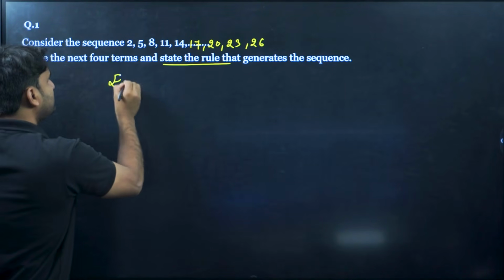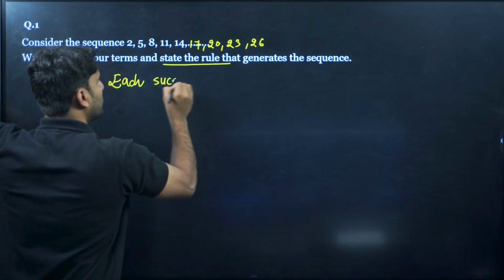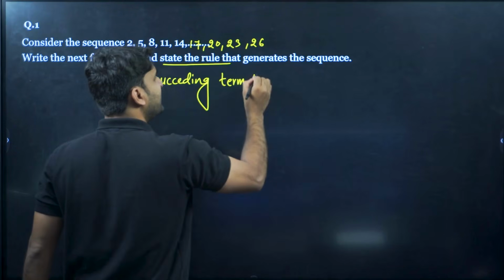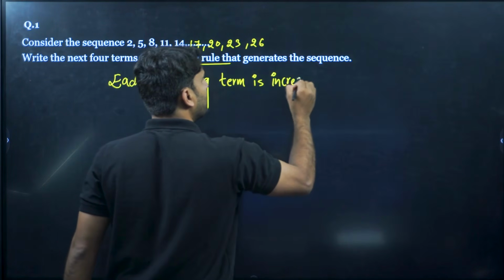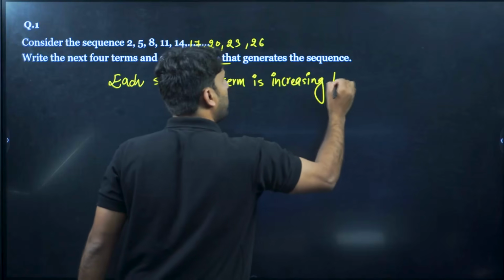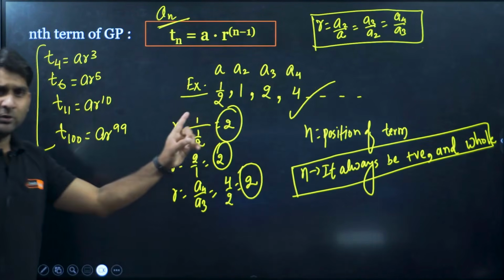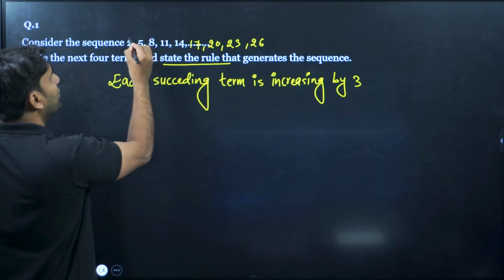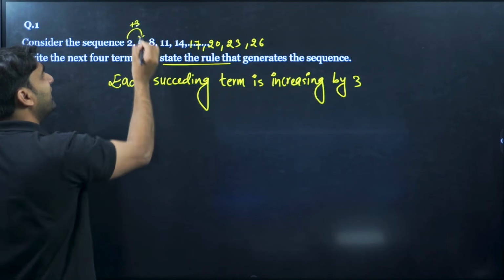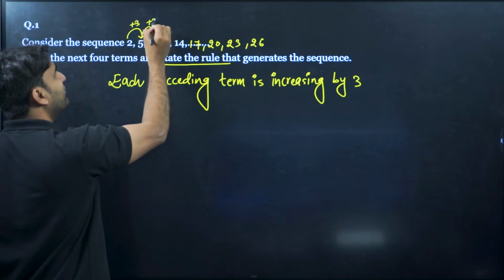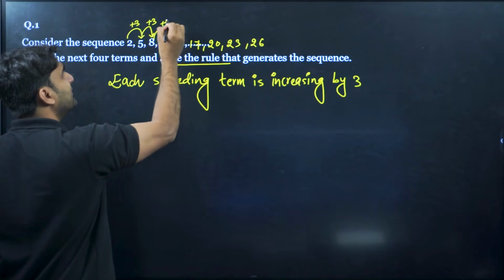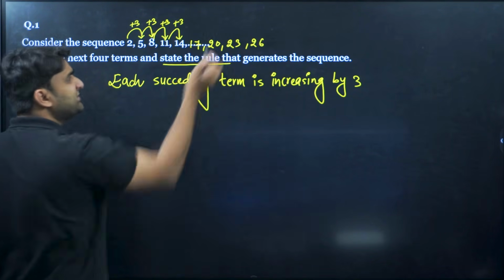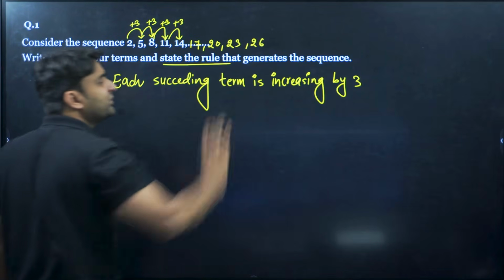The rule is each succeeding term is increasing by 3. This is the rule. Each succeeding term is increasing by 3 because 2 plus 3 is 5, 5 plus 3 is 8, 8 plus 3 is 11, 11 plus 3 is 14, 14 plus 3 is 17, 17 plus 3 is 20, 20 plus 3 is 23, 23 plus 3 is 26.